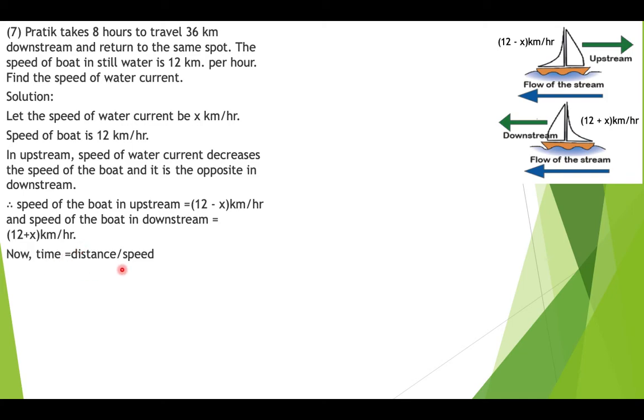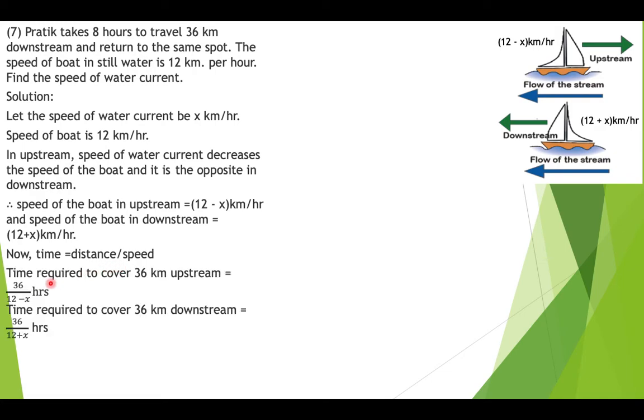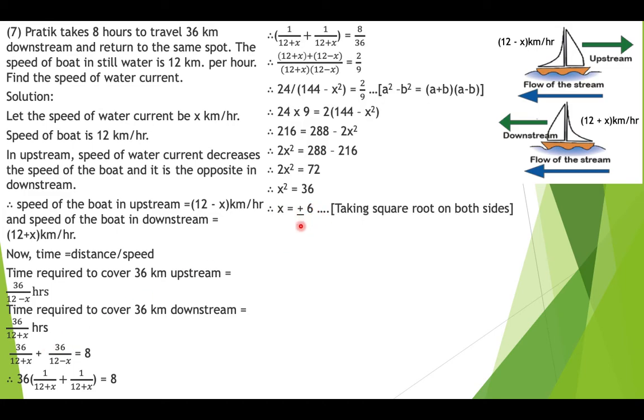Now time is equal to distance upon speed. Since we have got the total time in hours, we can use time is equal to distance upon speed to solve the problem. So the time required to cover 36 kilometers upstream is equal to 36 upon 12 minus x hours, and the time required to cover 36 kilometers downstream is equal to 36 upon 12 plus x hours. So solving this, we get the value of x is equal to plus or minus 6. Remember this, the speed cannot be negative, therefore x is equal to plus 6. Therefore the speed of the water current we get is 6 kilometers per hour. You can take a screenshot of this.